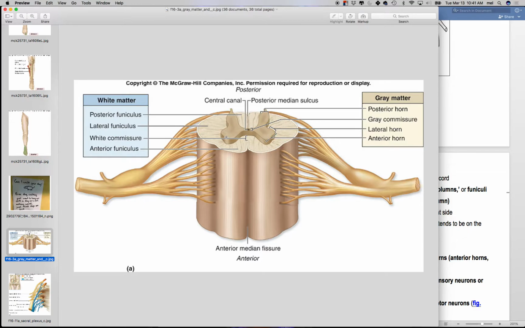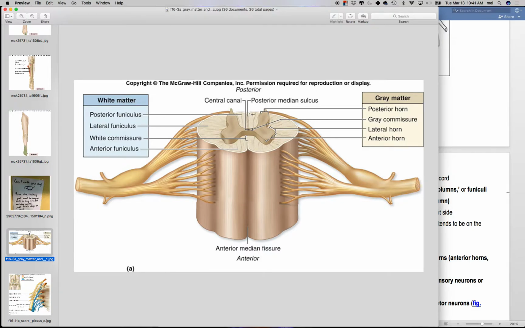Now, the gray matter changes shape a little as you move through the spinal cord, and we'll talk about structure-function relationships in just a second. But it does have some consistency. It's basically like your swallowtail butterfly. And so the gray matter is called horns, not columns. You have anterior, posterior, lateral, and a commissure there as well. Okay, so what do you think these are?